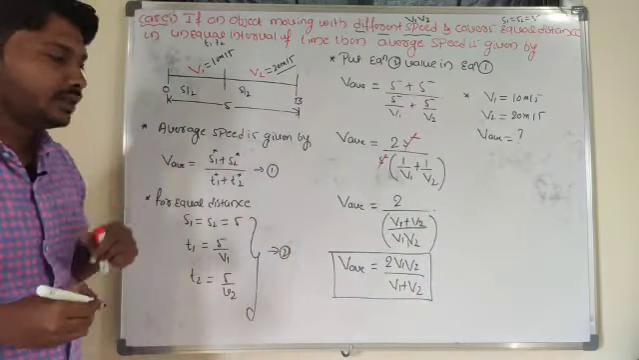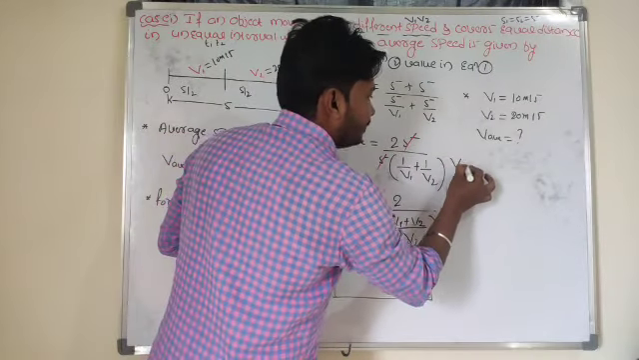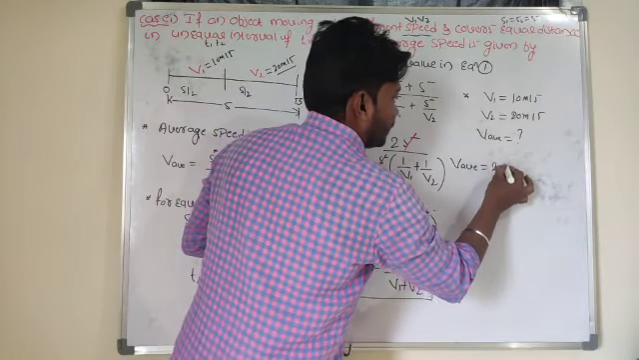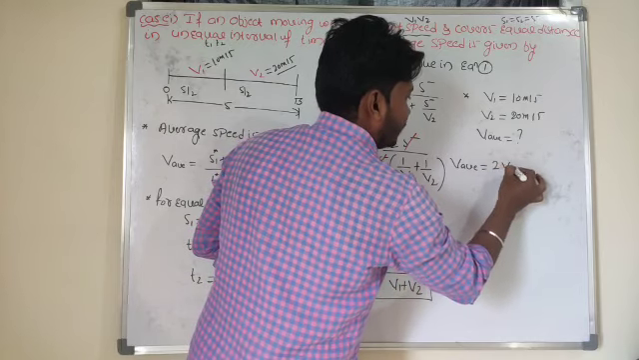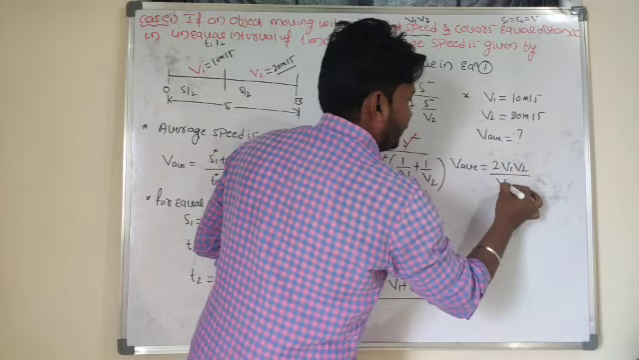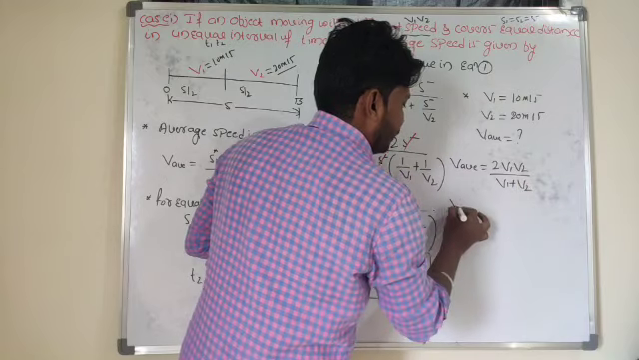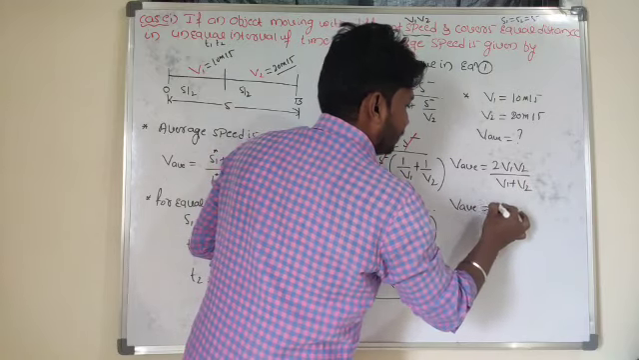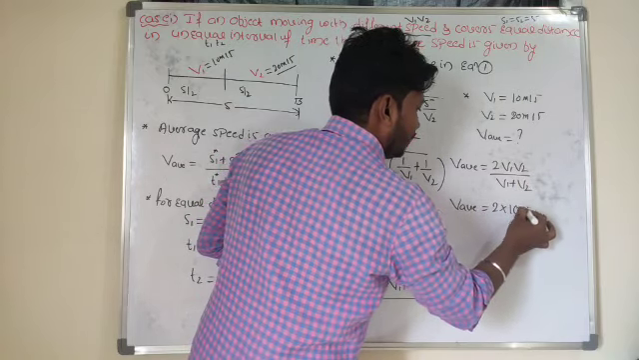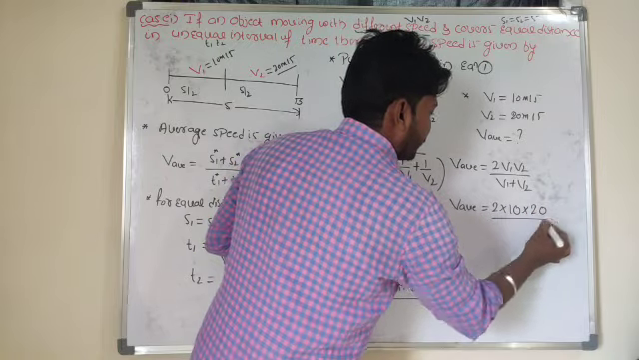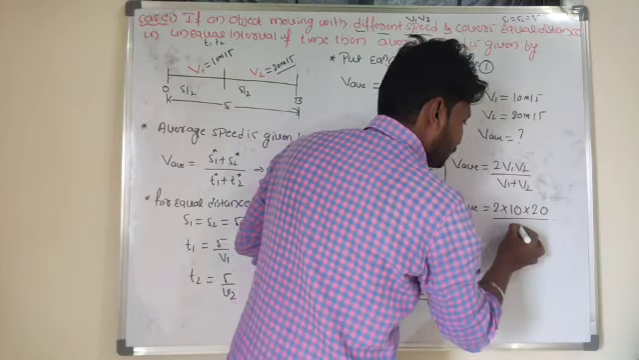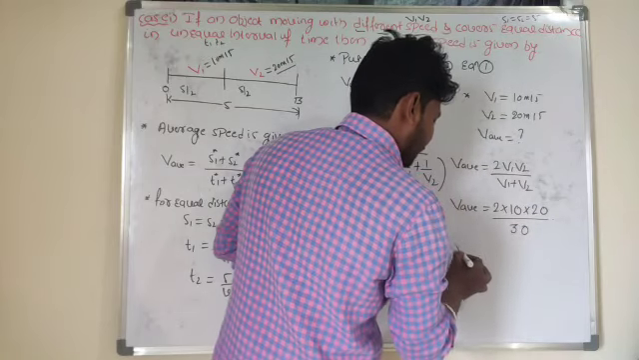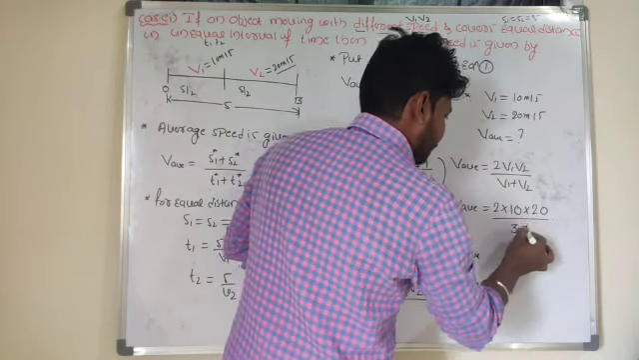Then what is the value of average speed? Let me calculate the value of average speed in this case. So V average is equal to, first write the formula, 2 times V1 into V2 divided by V1 plus V2. So V average is equal to 2 into 10 into 20 divided by V1 plus V2, which is 30 here. So V average is equal to what?